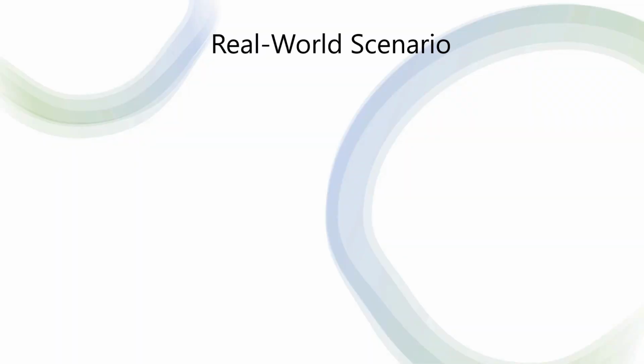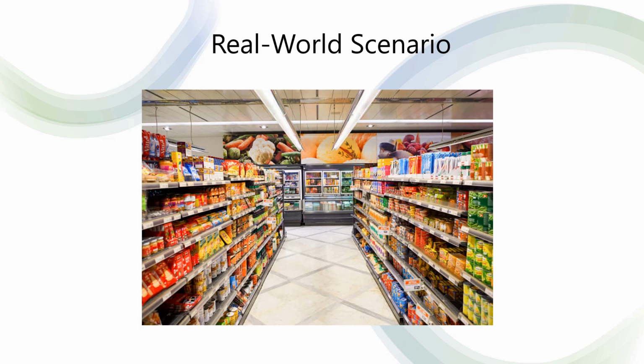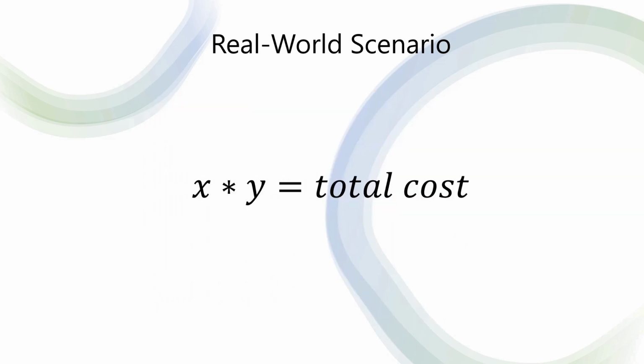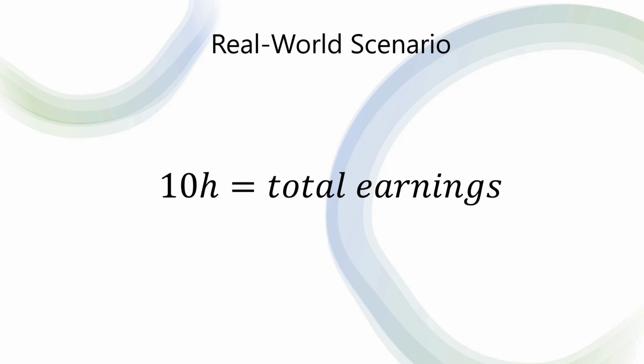Let's consider a real-world scenario. Suppose you're at a store and you want to buy some items. You know the cost of each item is represented by x, and you want to buy i items. The total cost, in this case, would be x multiplied by i. Another scenario, you have a job that pays you $10 per hour. If you work 8 hours, your earnings can be calculated as 10 times 8.